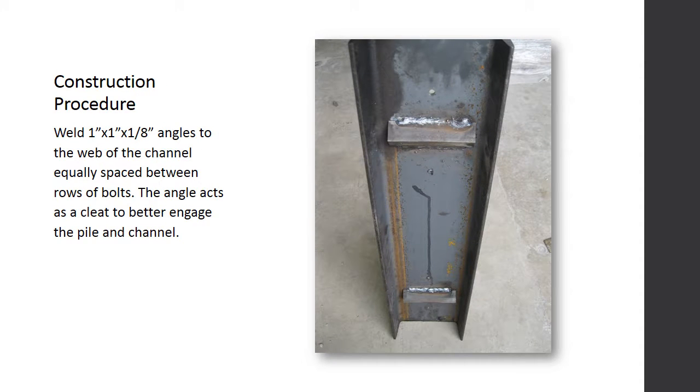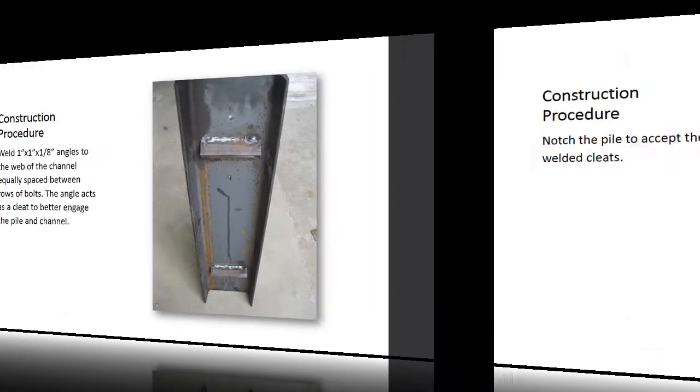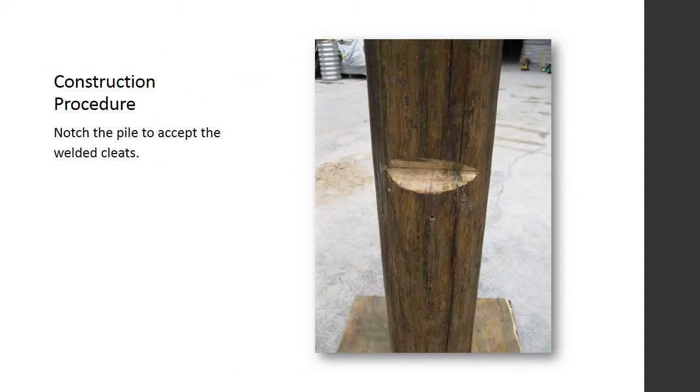Weld 1 by 1 by 1/8 inch angles to the web of the channel, equally spaced between rows of bolts. The angle acts as a cleat to better engage the pile and channel. Notch the pile to accept the welded cleats and so that the channel web lies against the face of the pile.